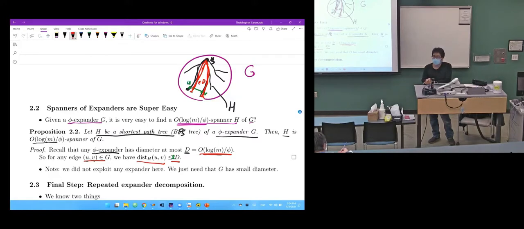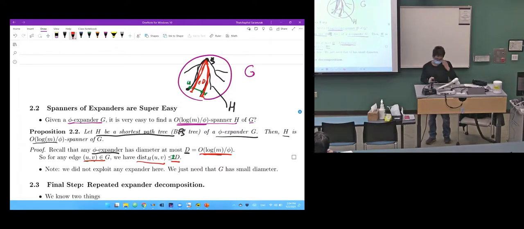Because this is a breadth first search tree, right? That is why the depth is at most D. BFS tree, that is why the depth is at most D. You can think about it as a shortest path tree.